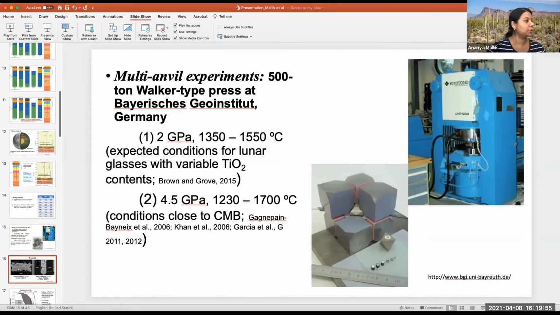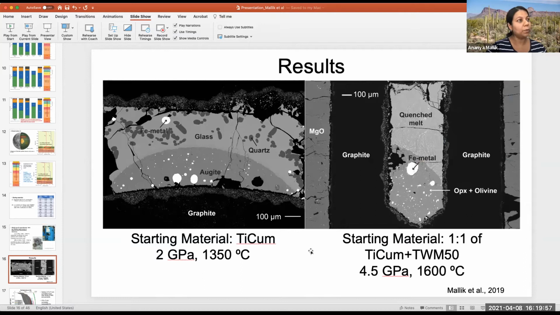Okay, so just to show you some results. Here I have two images of experimental samples after they're cooked and polished. What exactly do we see in them? This one here is just that high iron titanium composition that crystallized from the lunar magma ocean. And this here is a mixture of that high iron titanium composition with the lunar mantle composition. These were done in a graphite capsule, so you can see graphite around it. And then you see glass here, and then different minerals.